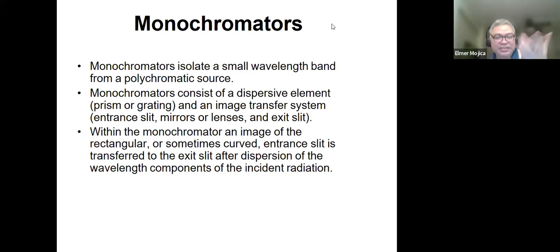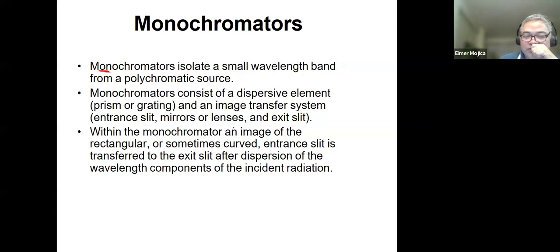And in my discussion here, I'm going to switch slides, because I find the other slide much more useful, the one that I use in the 137 version that we have here. So the monochromators, they isolate what? A small wavelength band from a polychromatic source. Look at the name, mono.